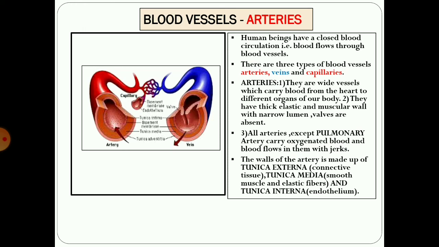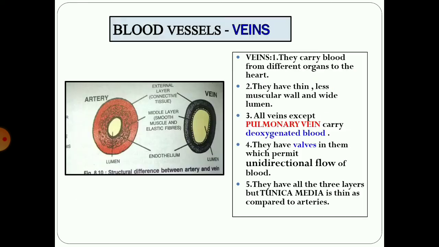All arteries except the pulmonary artery carry oxygenated blood, and blood flows in jerks in them. The walls of the artery are made up of 3 layers: tunica externa, which is made up of connective tissue, basically for protection; tunica media, where smooth muscles and elastic fibers are present, which is quite thin in arteries; and tunica interna, which is made up of endothelium.